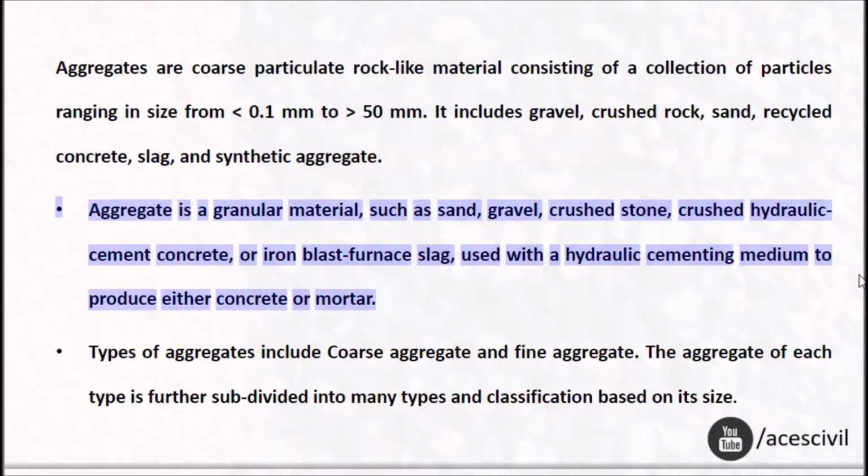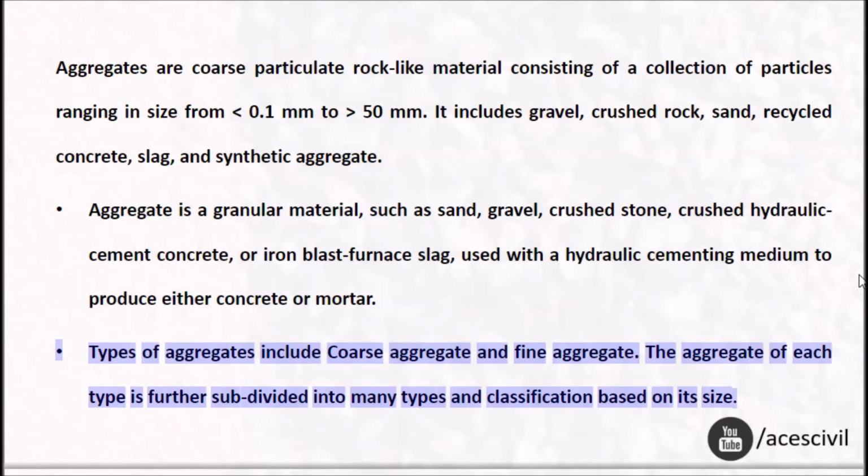Aggregate is a granular material, such as sand, gravel, crushed stone, crushed hydraulic cement concrete, or iron blast furnace slag, used with a hydraulic cementing medium to produce either concrete or mortar. Types of aggregates include coarse aggregate and fine aggregate. The aggregate of each type is further subdivided into many types and classifications based on its size.